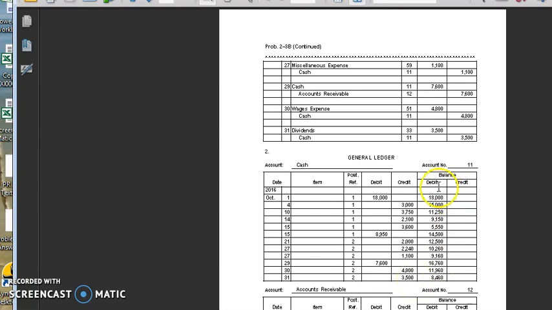You'll also notice that this balance column is showing a running total of a debit balance. The debits are increasing the balance and the credits are decreasing the balance. Here's an increase right here. Here's some decreases. And at the bottom, we have the cash balance in the running total.